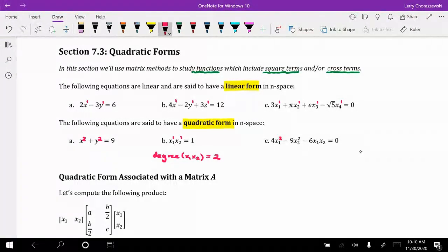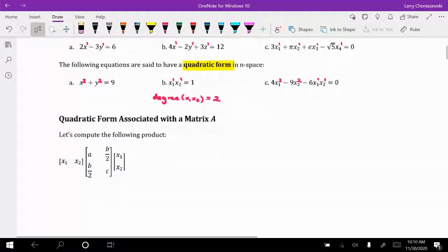Now if you look at the equation in part C, this is also something quadratic in form. X sub 1 has a degree of 2, x sub 2 has a degree of 2, and then here we have it again. We have a monomial, in which case there are 2 different variables, so that term also has a degree of 2. So in short, we're working with equations that have degrees of 2.